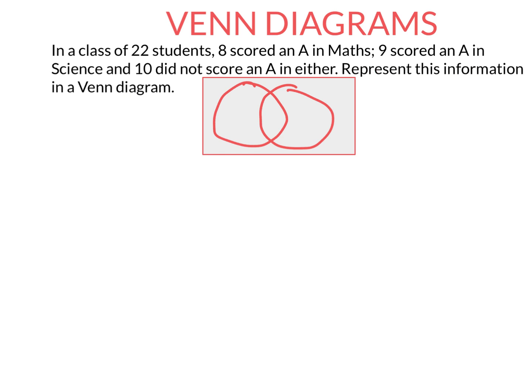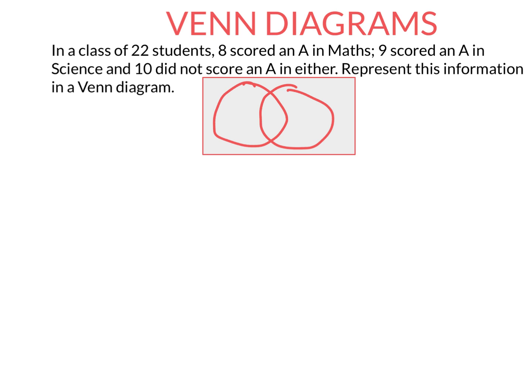So how would I know to use a Venn diagram in this situation? You use a Venn diagram when you're doing a question that involves different sets. Sets in maths are just collections of objects. In probability, collections of events. So what we want is a rectangle here, and we have two circles representing each set. The first one is those who scored an A in maths, and the second one is those who scored an A in science.